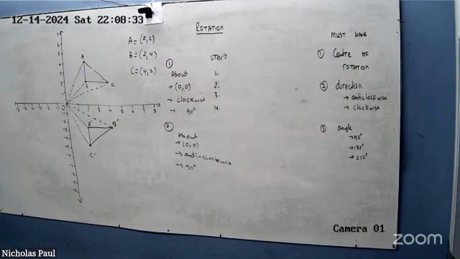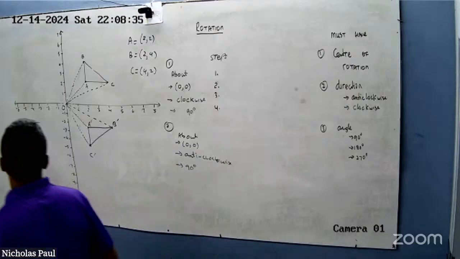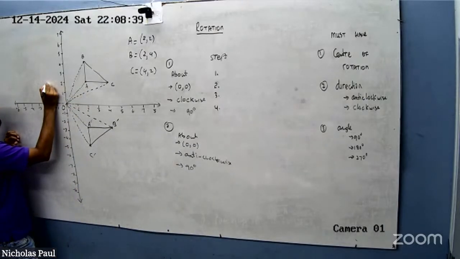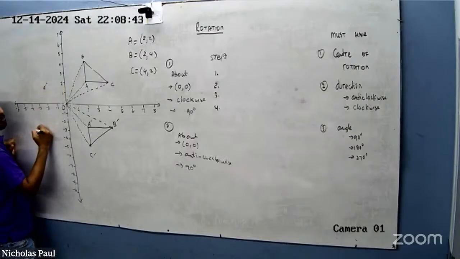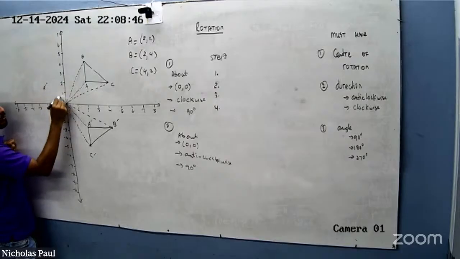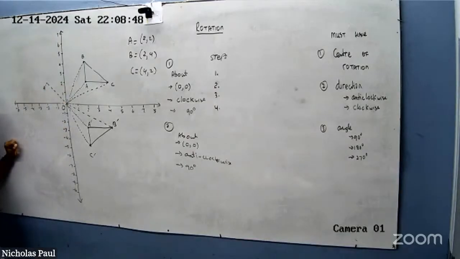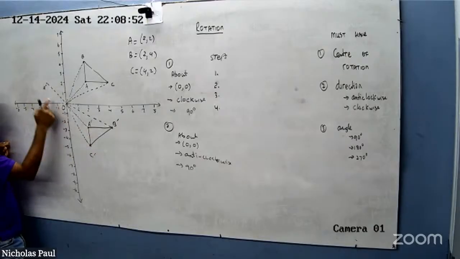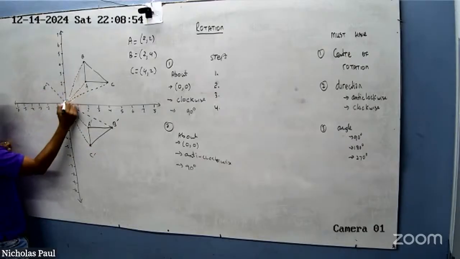Alright, so when you measure 90 degrees here, what did you get? A prime is here. Minus 2, 2. Sorry, A double prime. The double prime means this is prime, this is double prime. Right, so B was here.